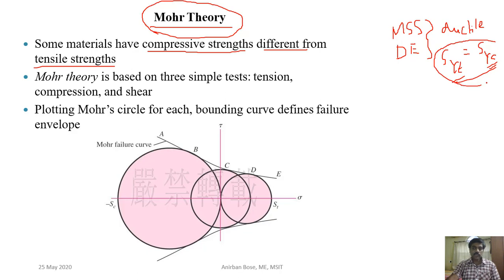For those materials we can use the Mohr theory. Okay, so we'll see what the Mohr theory is. Mohr theory is based on three simple tests: the tension test, the compression test and the shear test.